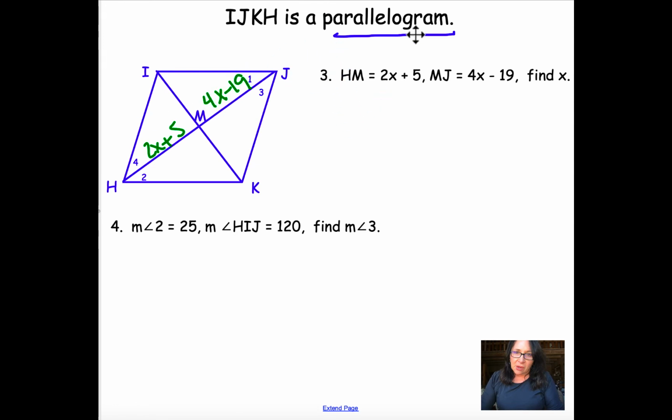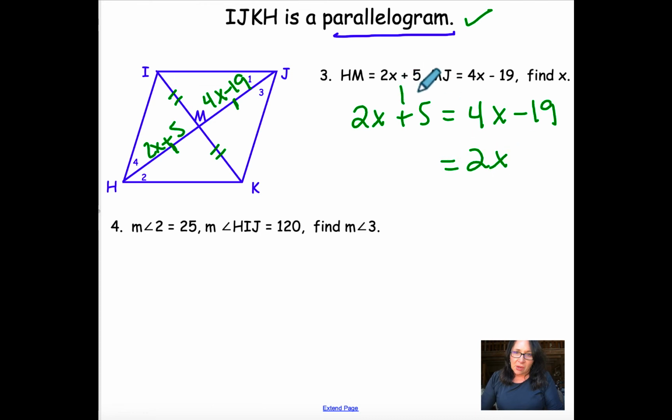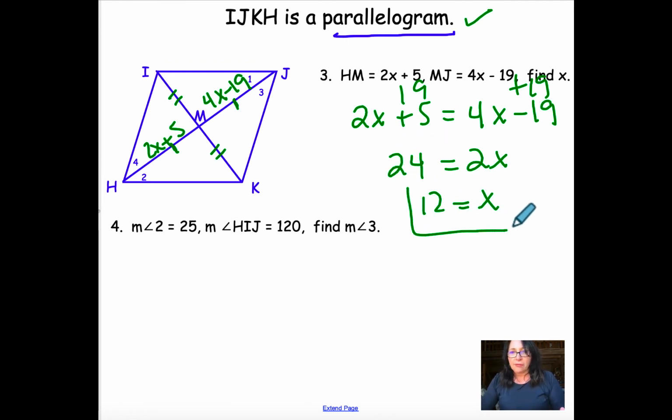Well, if this is a parallelogram, check, then the diagonals bisect each other, which means this length is equal to this length and this length is equal to that length. So I can say 2x plus 5 equals 4x minus 19. Subtract 2x, I get 2x. I'm going to add 19 to both sides, right? And I get 2x is equal to 24, so x is equal to 12.